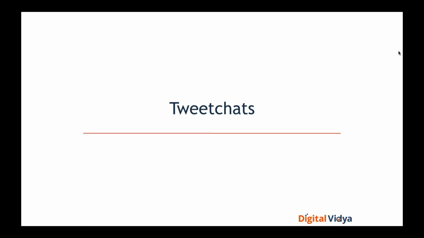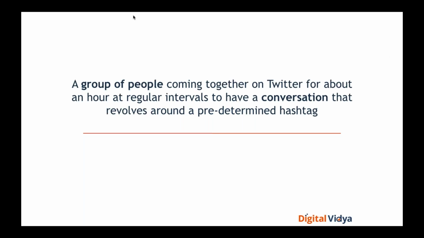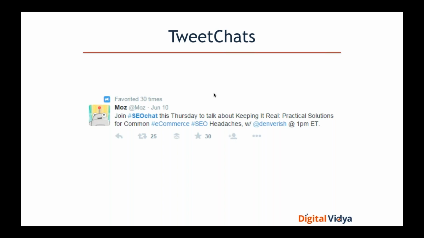Okay. The next thing that we need to take a look at is tweet chats. Okay, tweet chats. So what are tweet chats? A chat which happens on Twitter is known as a tweet chat. So by definition, it's a group of people coming together on Twitter for about an hour at regular intervals. This can change, okay? It doesn't have to be about an hour all the time. It's basically a group of people coming together to have a conversation. Or rather, even this changes; it doesn't have to be regular intervals. But a group of people having a conversation on Twitter is known as a tweet chat.